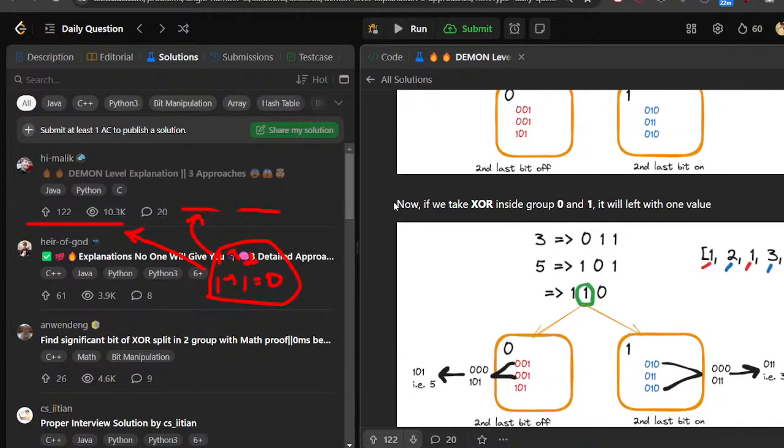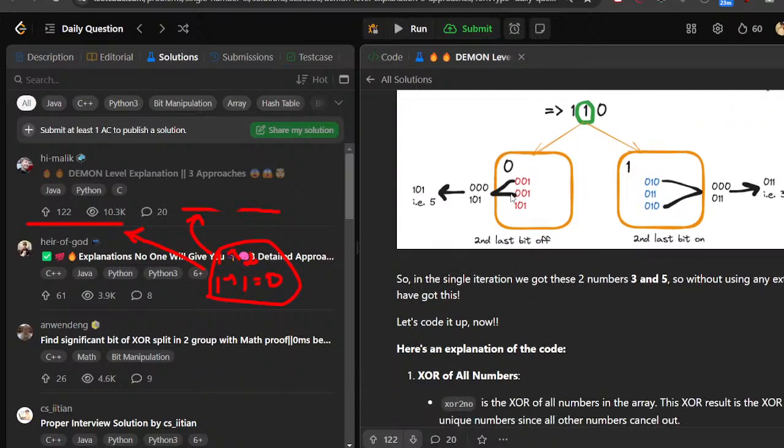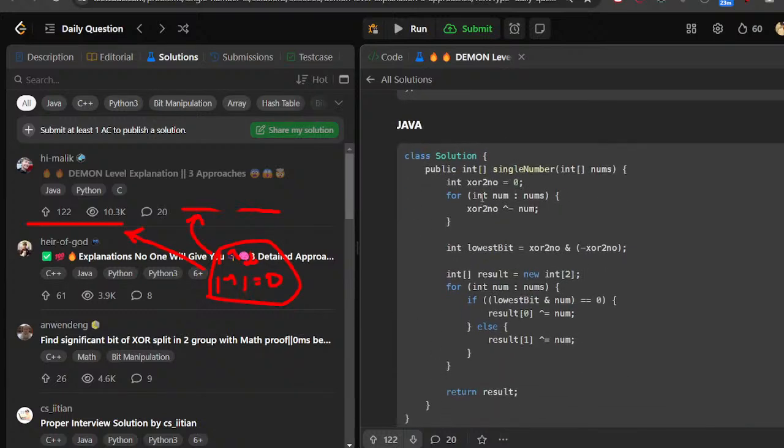Now if we take XOR inside the group 0 and 1, we are left with one value. Okay, after the group, there is only one value. So where are the group code?